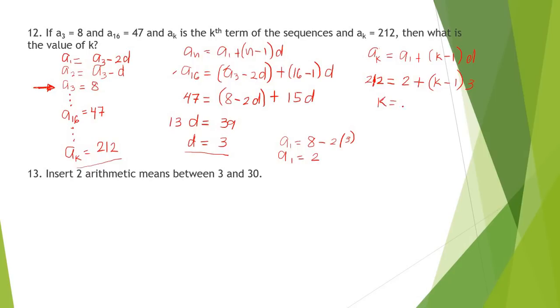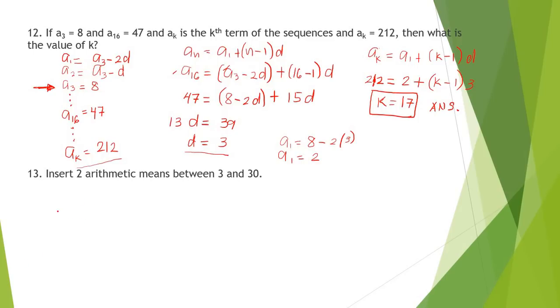Simplifying this expression and solving for K, we have K is equal to 17. So this is our answer. Next example. Insert two arithmetic means between 3 and 30.